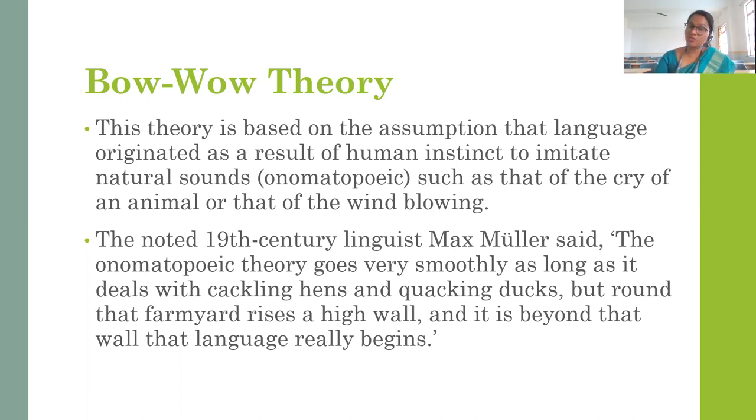The noted 19th century linguist Max Müller said, "The onomatopoeic theory goes very smoothly as long as it deals with cackling hens and quacking ducks. But round that farmyard rises a high wall, and it is beyond that wall that language really begins." This can be considered a limitation or drawback of the Bow Wow theory. Max Müller rightly suggested that if you're talking about natural sounds, there is a limit, because we cannot actually discuss serious topics just by limiting ourselves to the Bow Wow theory, because it just talks about natural sounds.